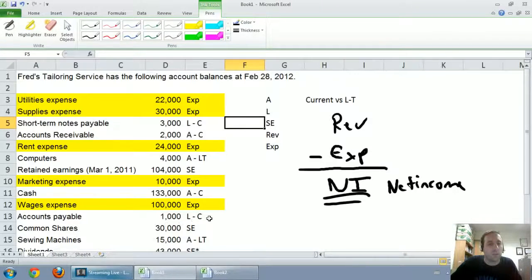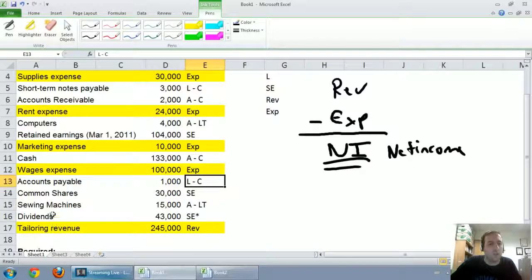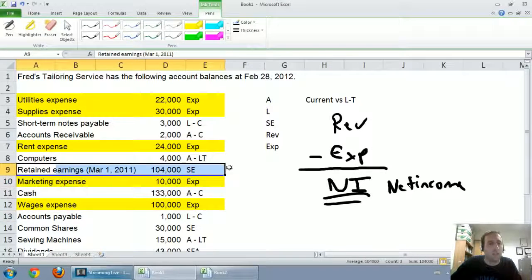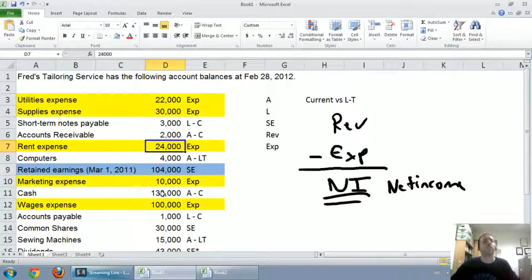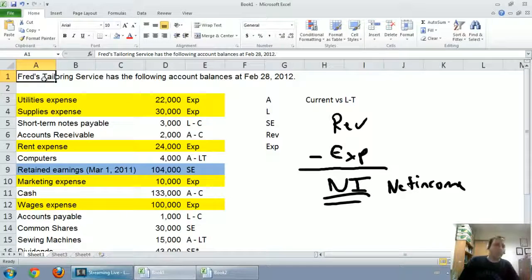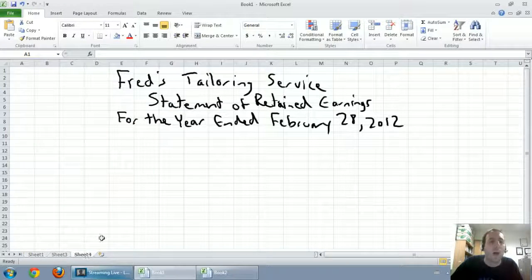Let's take a look at what we're dealing with. We have retained earnings. We noted that was shareholders' equity. Here it is. I'm going to make that a blue color. So retained earnings was 104 grand. You can see that's on March 1st, 2011. That's the start of this fiscal year. If the fiscal year end is February 28th, 2012, the first day of the year was March 1st, 2011, and you can see that there's 365 days in between. Ignore leap years. I'm not sure what the leap year situation is. I just had a little mini heart attack. Just ignore the effect of leap years.